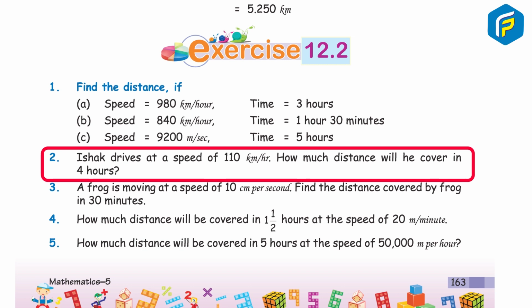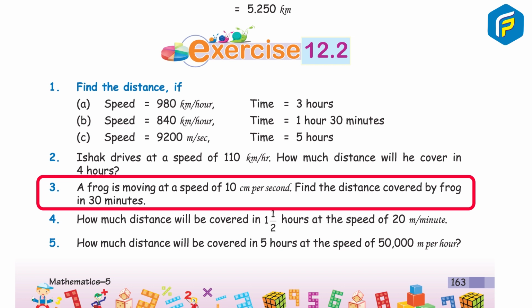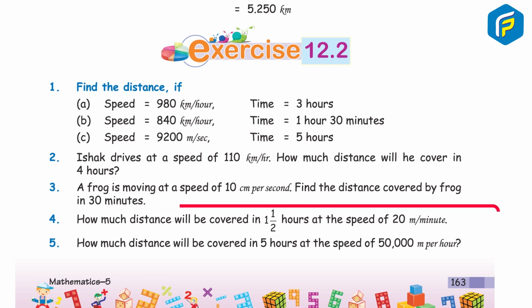Question 2. Ishaq drives at a speed of 110 km per hour. How much distance will he cover in 4 hours? Answer 440 km. Question 3. A frog is moving at a speed of 10 cm per second. Find the distance covered by frog in 30 minutes. Answer 180 meters.